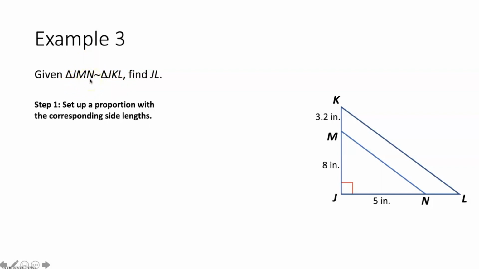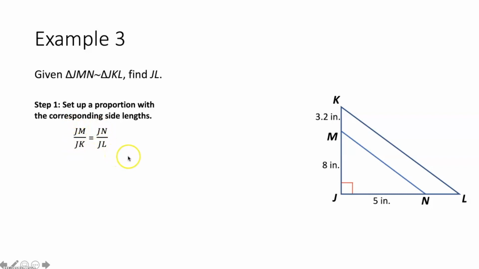Remember, the order matters. So on one side of our proportion, we're going to have JN over JL. And that's going to equal, well, over here, we're given the measure of segment JM, so we should probably use that. The measure of segment JM is going to be over the measure of segment JK. So the way I'm going to set this proportion up is the measure of segment JM over the measure of segment JK is equal to the measure of segment JN over the measure of segment JL. Small over big is equal to small over big.